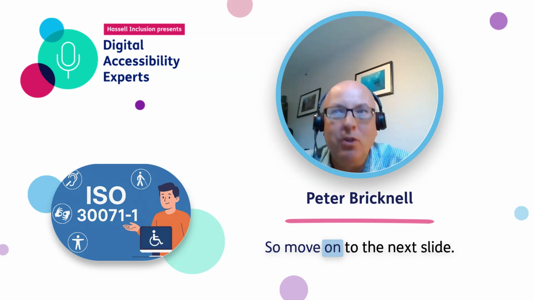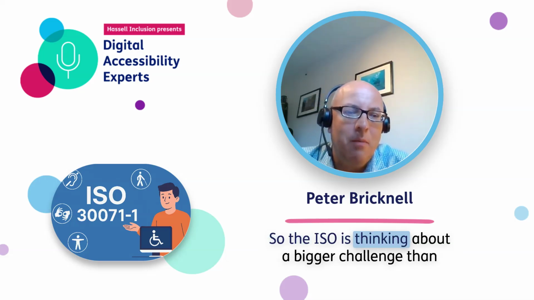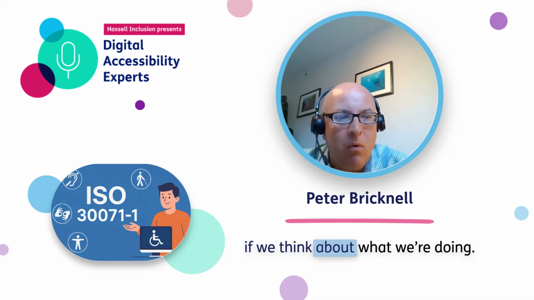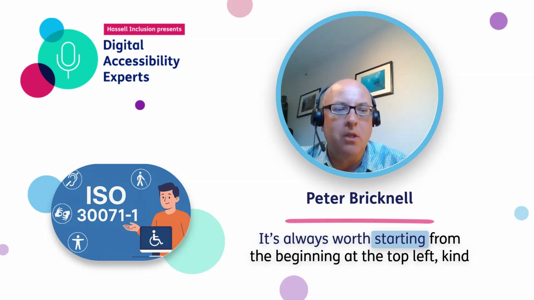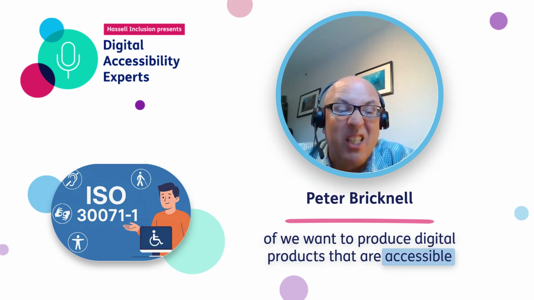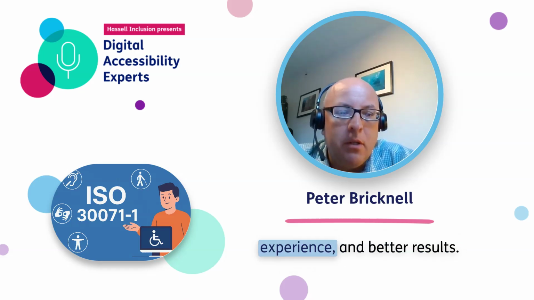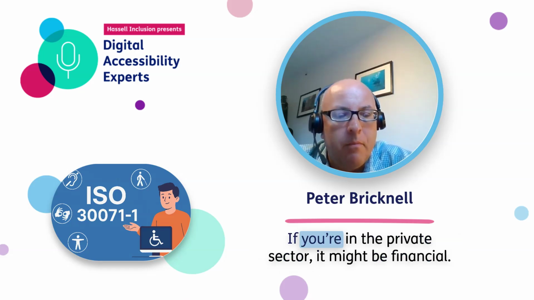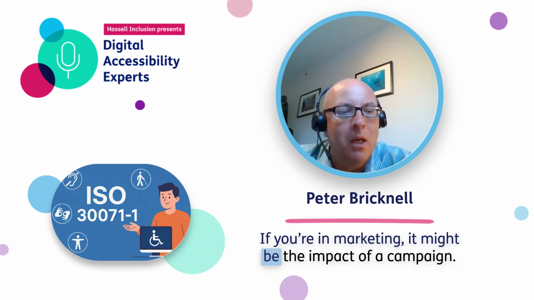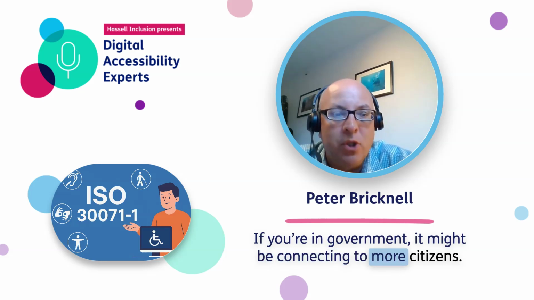So if you move on to the next slide. So the ISO is thinking about a bigger challenge than just ticking boxes. And so if we think about why we are doing this, it's always worth starting from the beginning. At the top left, we want to produce some digital products that are accessible to everybody. And that's trying to give a better reach, better experience, and better results. And if you're in the private sector, it might be financial. If you're in marketing, it might be the impact of a campaign. If you're in government, it might be connecting to more citizens.